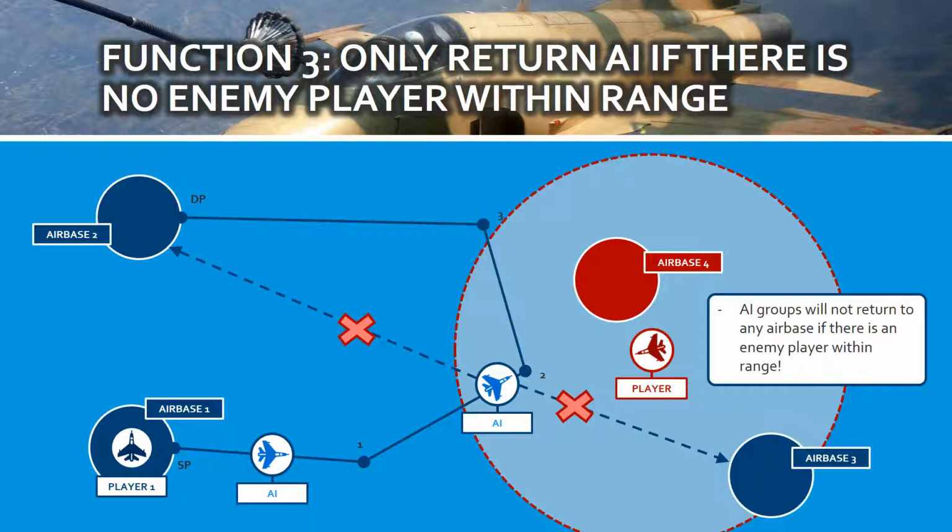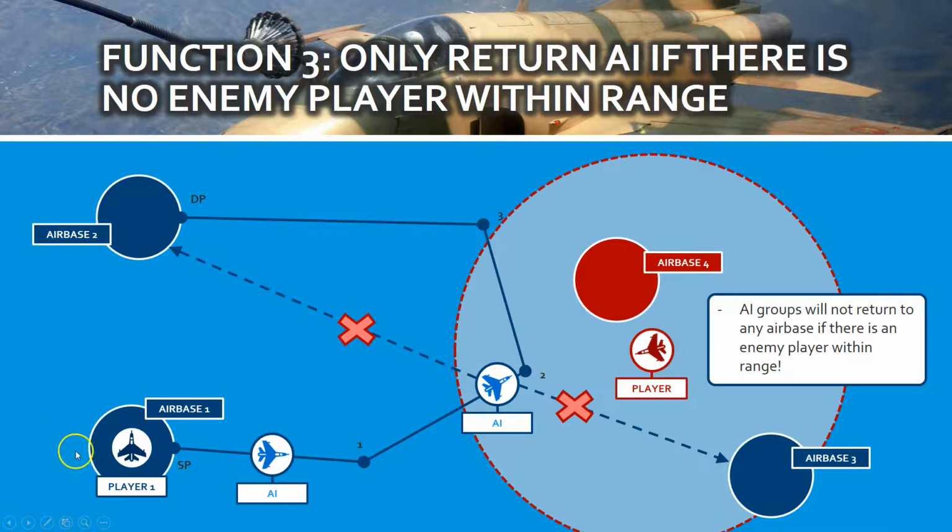Remember the function 3, that the AI will only return if there is no enemy player in a range of that AI. So here it is. In that sense, the AI will not return neither to its home base and neither to the nearest base, but it will continue its route and its mission.